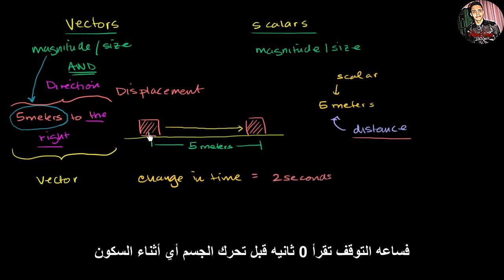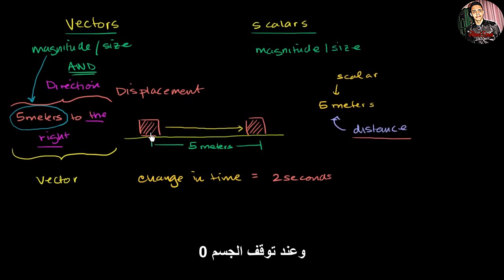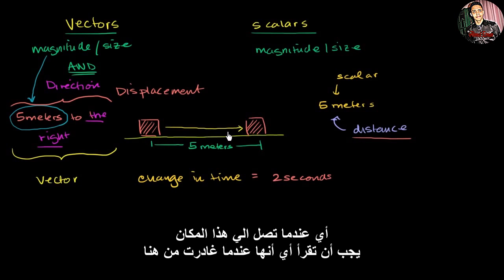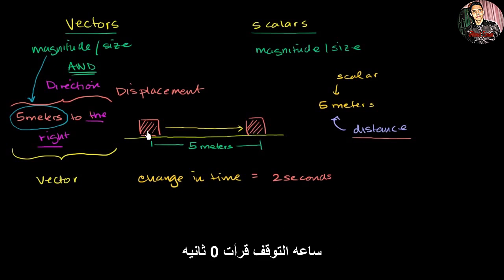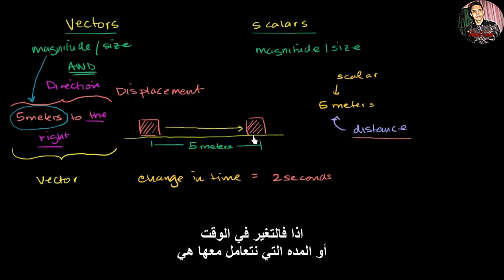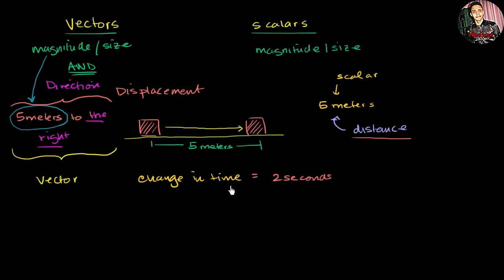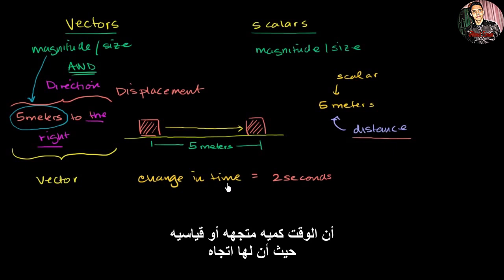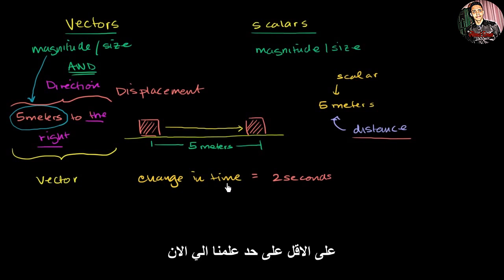So maybe right when the block started moving, my stopwatch said 0, and when it got to this position, my stopwatch said 2 seconds. So the change in time, or the duration we're dealing with, is 2 seconds. And for all we know, time only goes in the positive direction. So you could pick that as a vector or a scalar quantity, I guess, because there's only one direction for time, at least in what we're going to deal with for the simple physics.